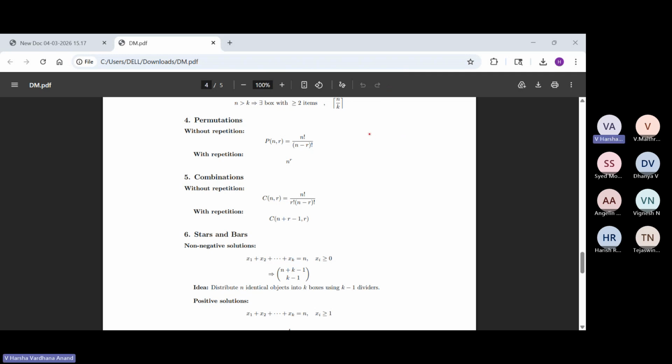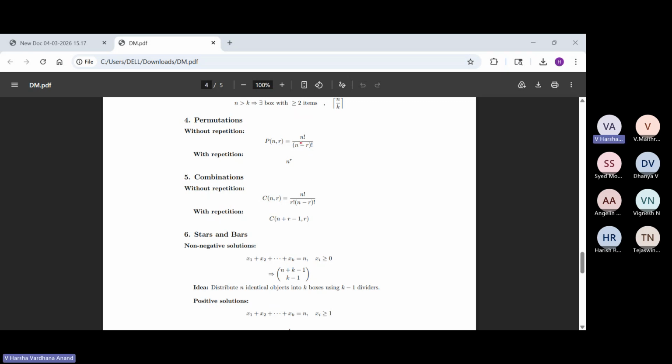Okay, so in permutation, order is important. So in permutations, 1, 2, 3 and 1, 3, 2 are effectively two different things. They do not represent the same thing in permutation. But in combinations, they are effectively the same thing. So this is the only formula here. For permutation, you have P of n, r.